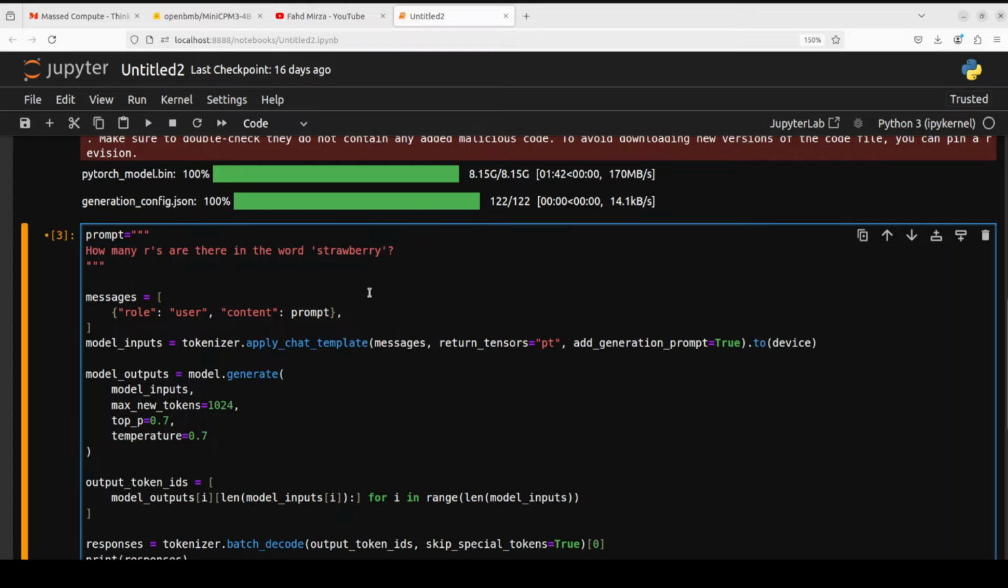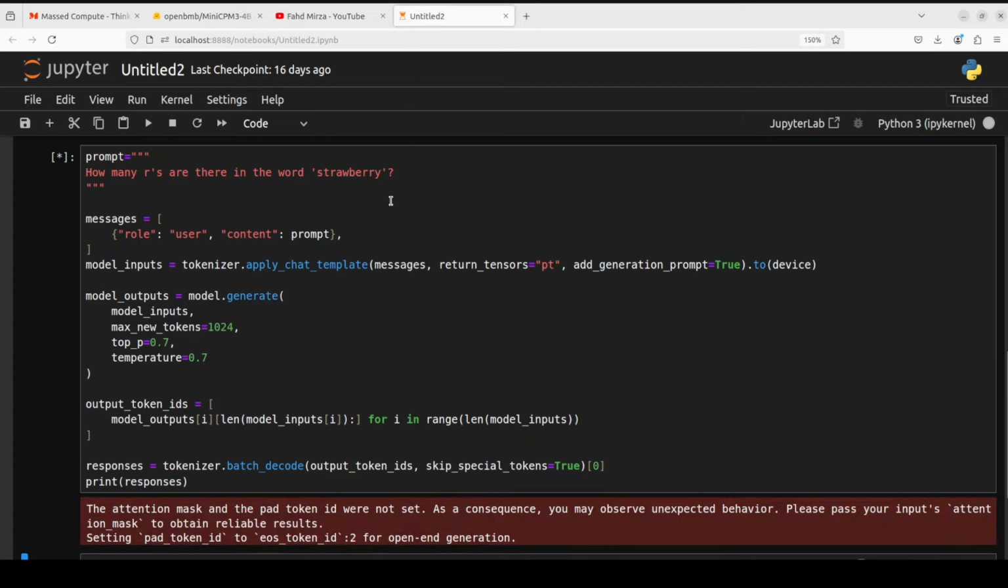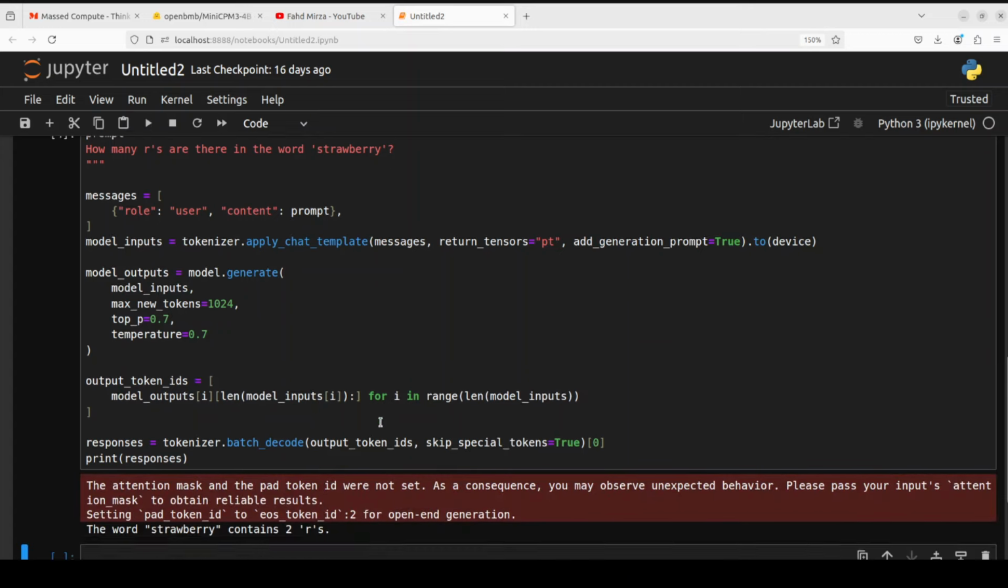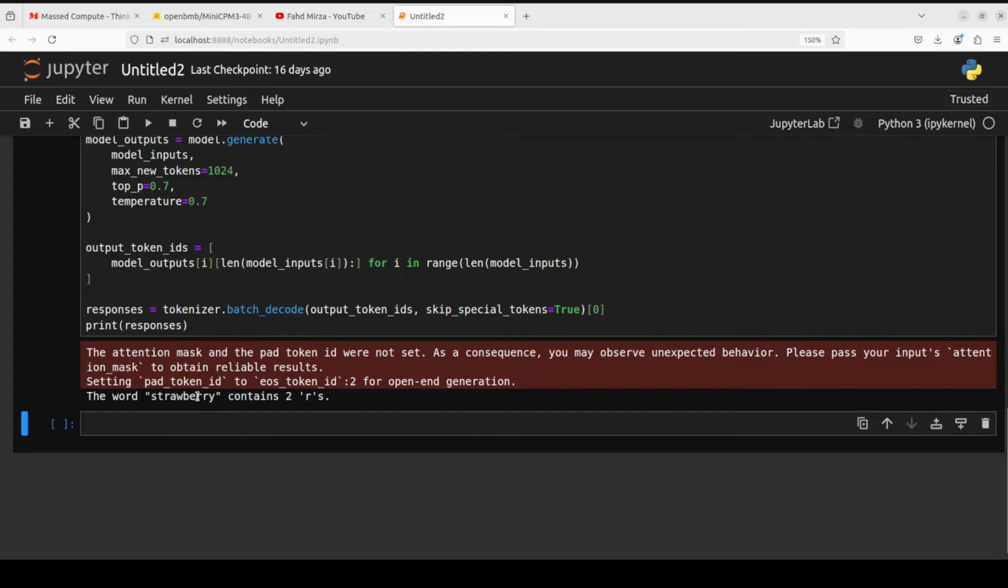Okay, let's try out another one. I'm asking it how many R's are there in the word strawberry. And you know that most of the models fail it, and so has MiniCPM's latest version. It says just 2 R's, which is totally wrong.